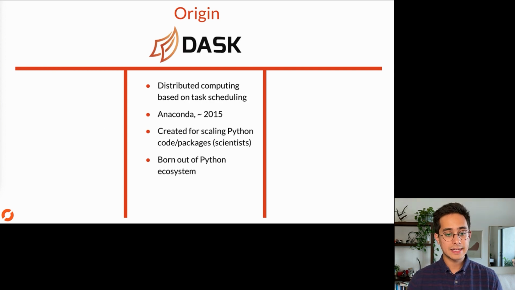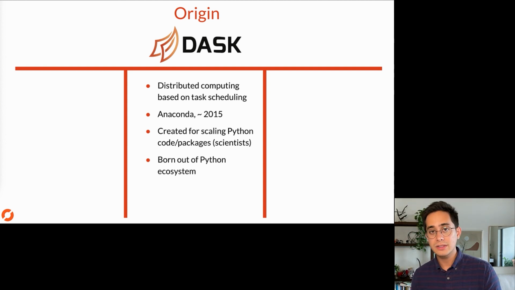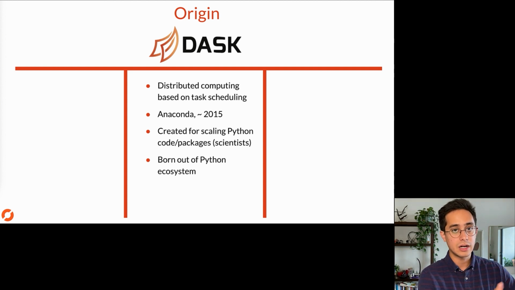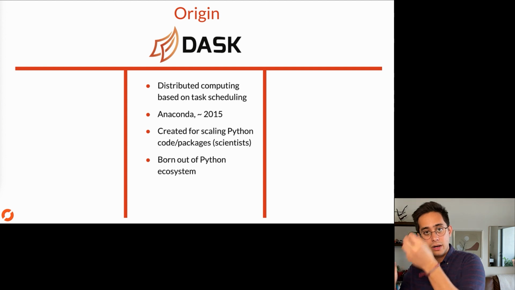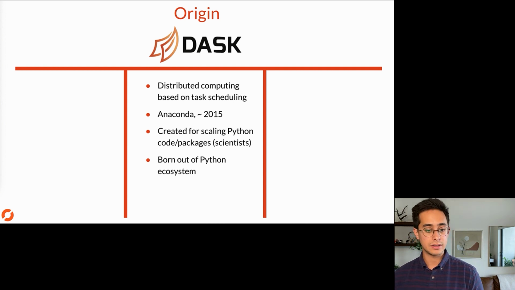When it comes to Dask, Dask is again a distributed computing tool. These all are, but it's based on low-level task scheduling. So it's a different paradigm than MapReduce, where you kind of map over a list and then reduce individually. This is actually parallelizing individual units of work. And the reason this was created was specifically to scale Python code and Python packages. It was born and created at Anaconda so that people could accelerate Python packages. So that community that's been built up around it, you'll see the difference there.